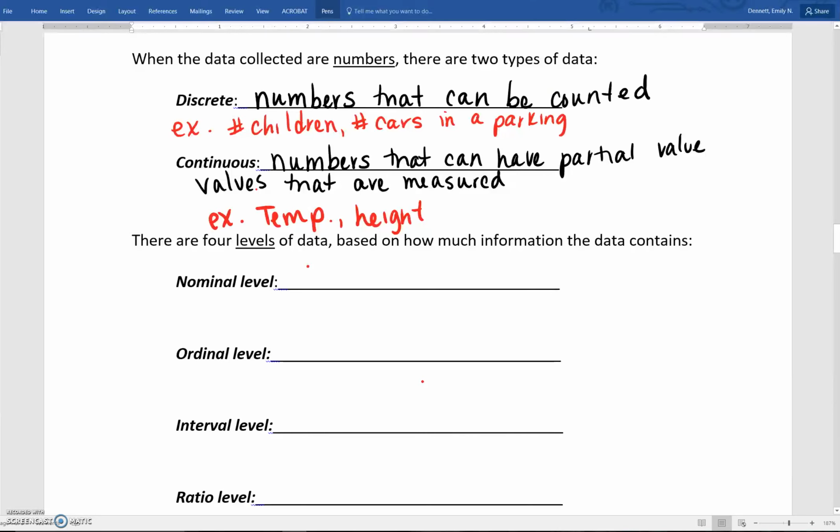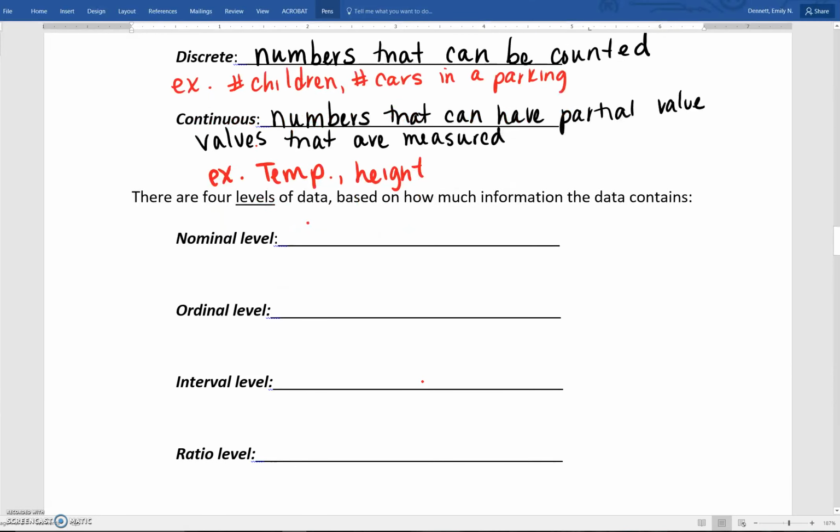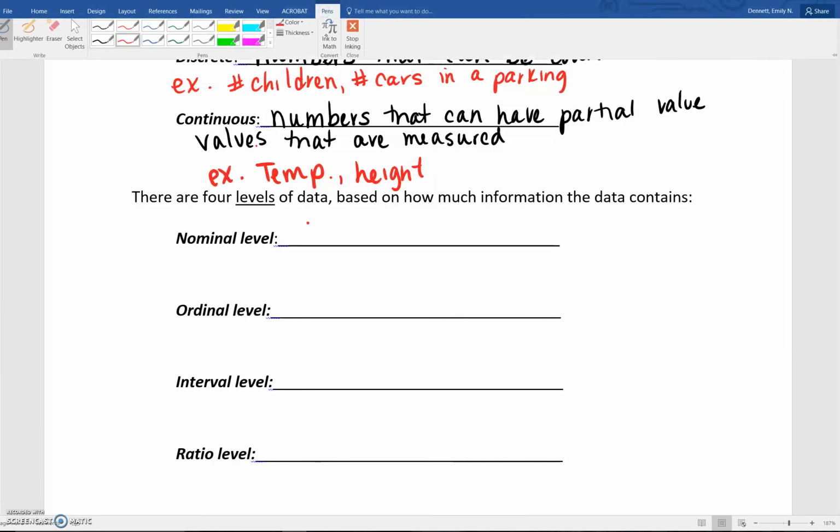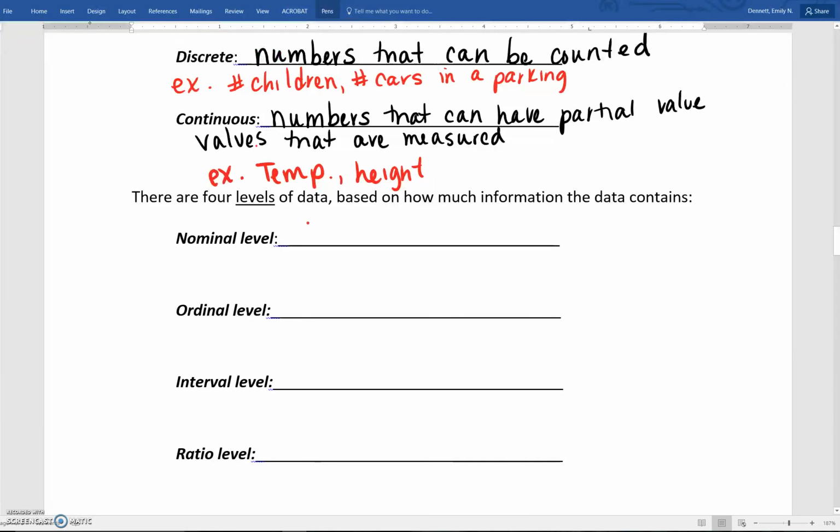Now, the other way that we can talk about categories of data are these 4 levels of data. It really tells you how much information that data has, how much you can do mathematics with it, how much you can tell from that data. So our lowest level is the nominal level. That's data that can't be ordered. They're really just names or labels. You can think of categories.